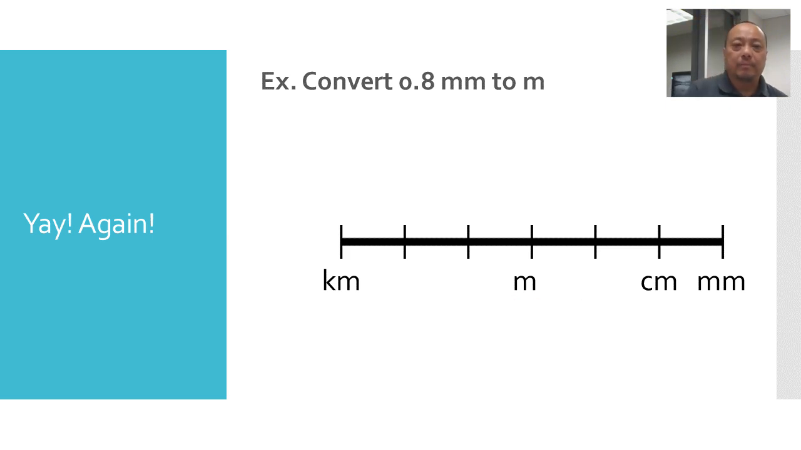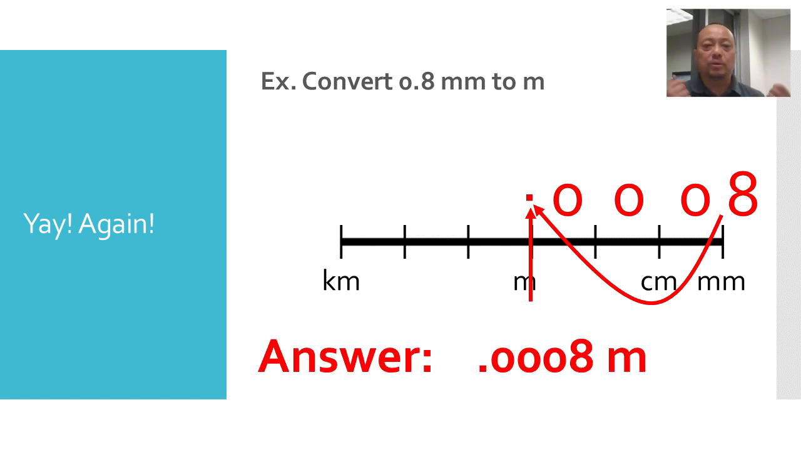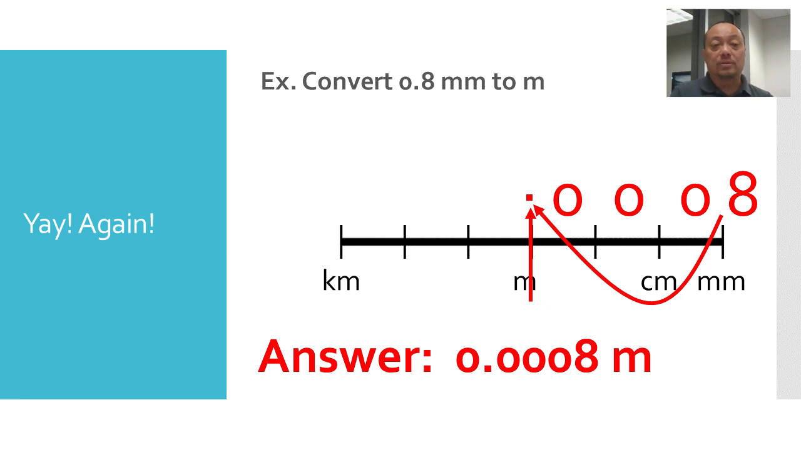Welcome back. This number has a decimal point. So I write it down on the scale with the decimal point at mm, because we're given 0.8 mm. The target is over here at m. I need to move my decimal point over there. I fill in with zeros. Answer is 0.0008 meters. Which is fine as is, but some people prefer a 0 in front of the decimal point, so it's like this, 0.0008 meters.